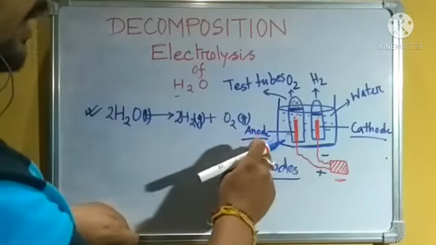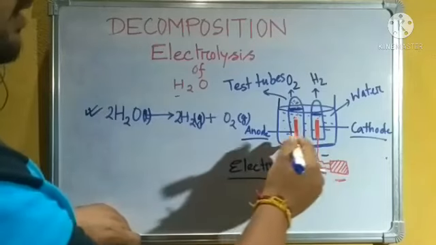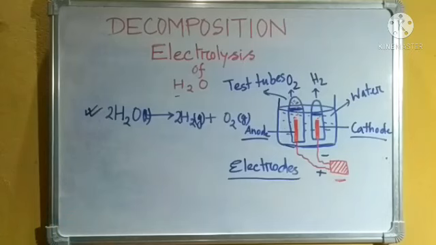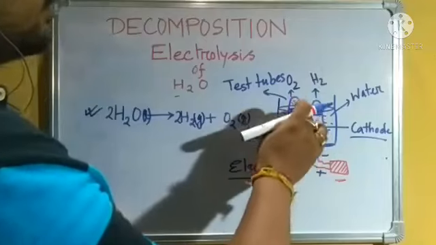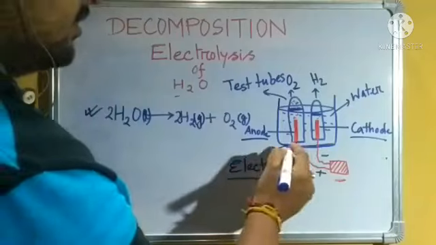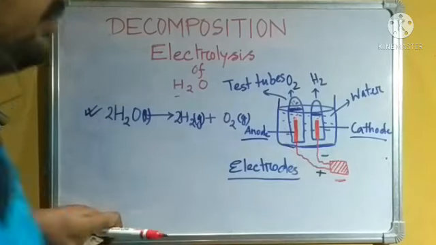Why is oxygen formed over the anode, and why is hydrogen formed over the cathode? If you know about the formation of ions, which is cations and anions, positive ions and negative ions, then you can easily predict. If you want to understand this, you can contact me, and I will make a separate video explaining particularly about this, and I will provide you the answer.